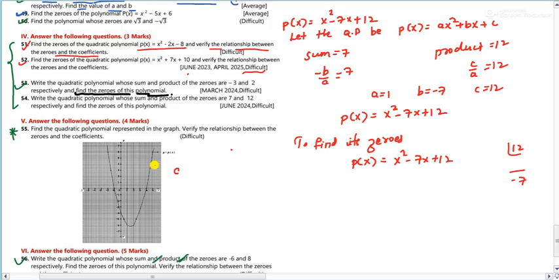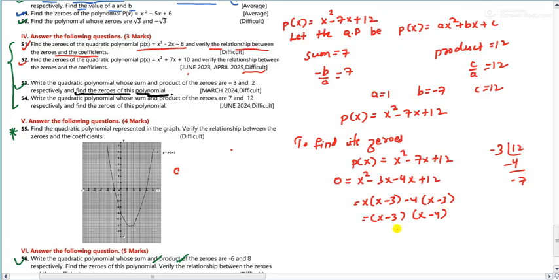Okay. Yes, the guy who asked the question. Have you understood? Minus 3 and minus 4. Okay, this is right. Yeah, so let me solve it. x square minus 3x minus 4x plus 12. So x is x minus 3, here minus 4, x minus 3. x minus 3 is common, you get x minus 4 here.